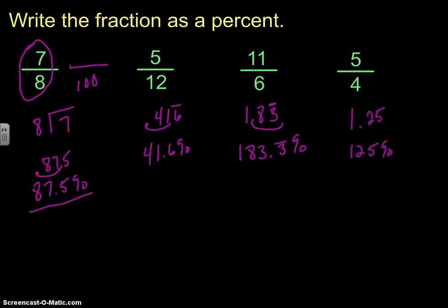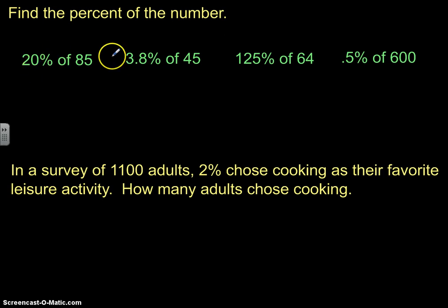Okay, moving on. 20% of 85. Well, in the past, we changed this to a fraction and then multiplied. Today, we're changing it to a decimal. The point is, we can't use a percentage when we're finding a percentage of a number. We have to change the percentage to a real number to work with. Okay, here we're going to change it to a decimal.